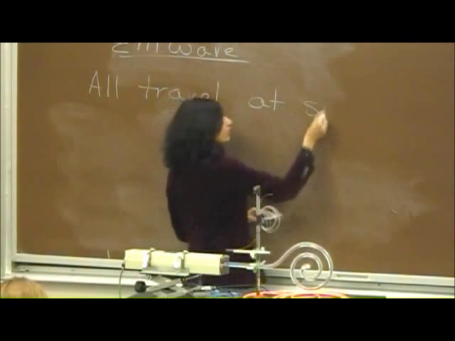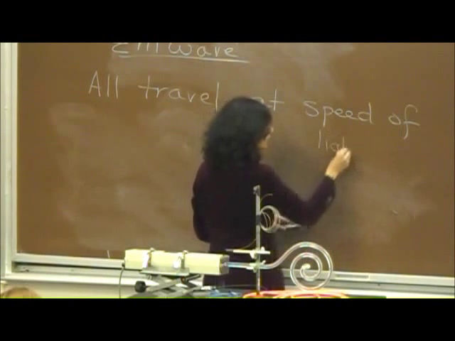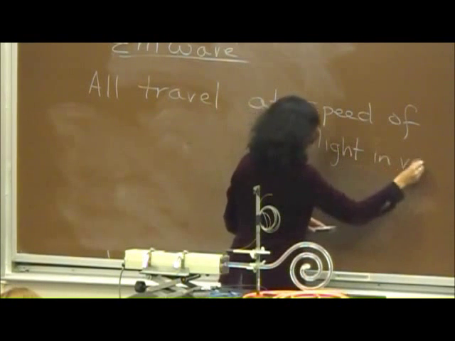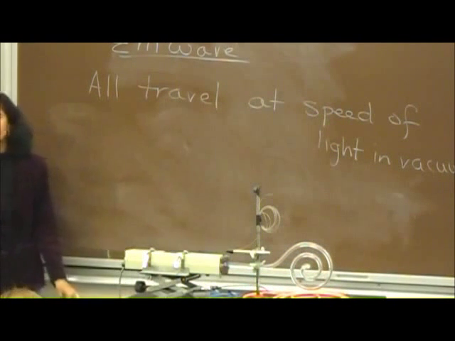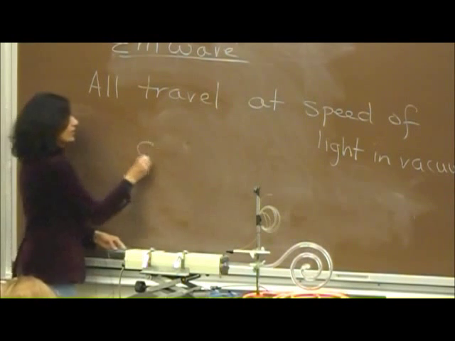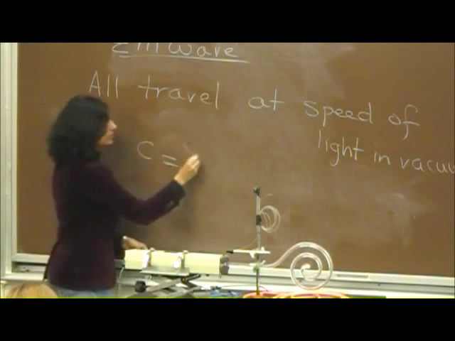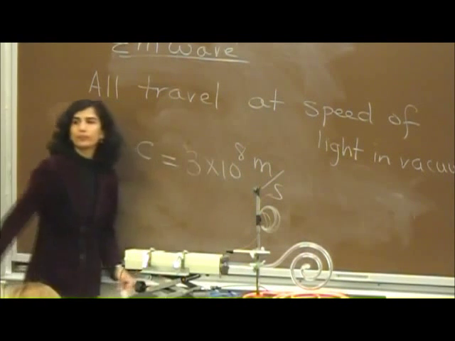All travel at the speed of light, at the same speed in vacuum. Do you know what it is? What? The speed of light in vacuum is 3 times 10 to the power 8 meters per second.